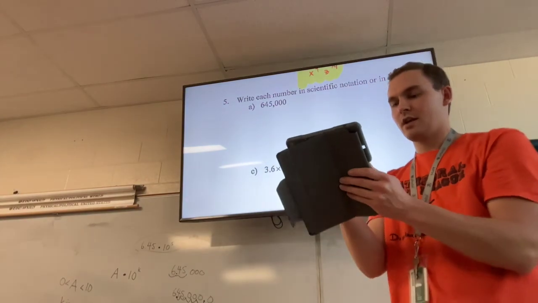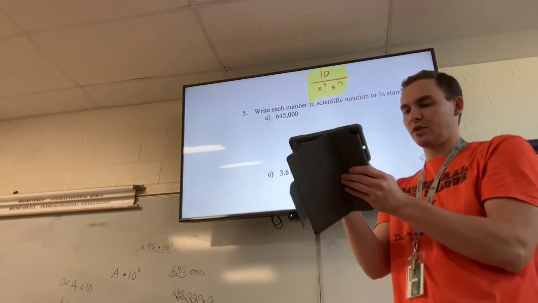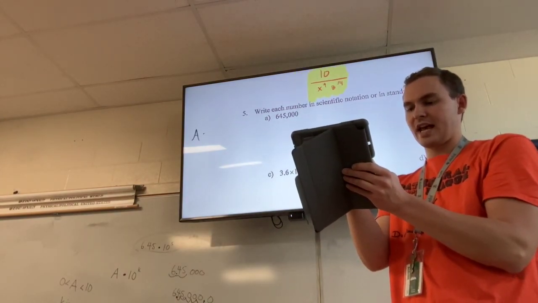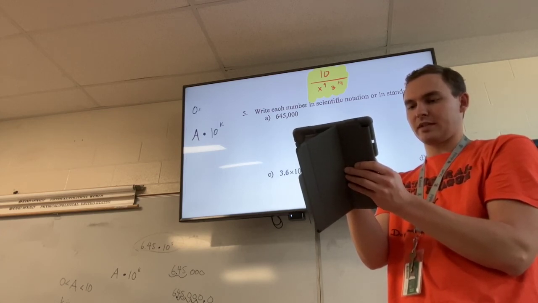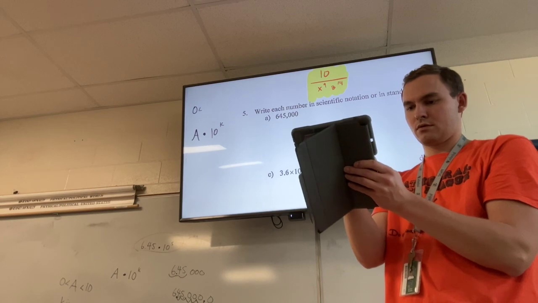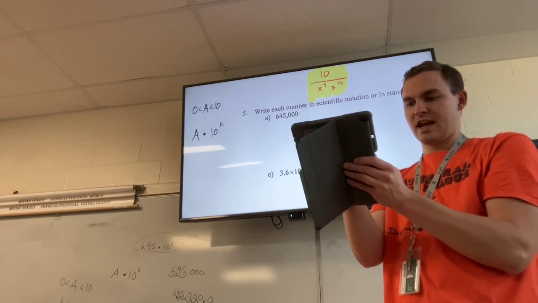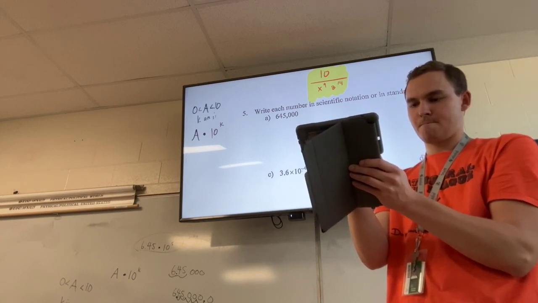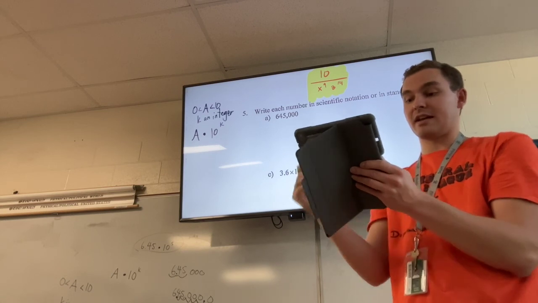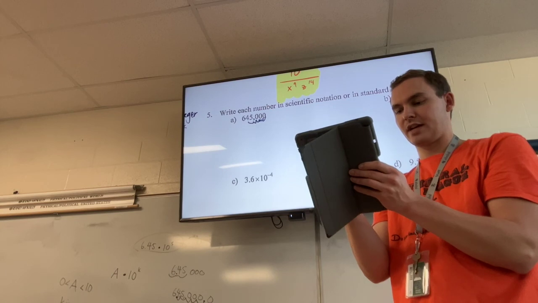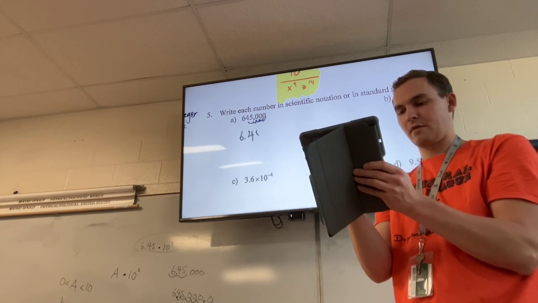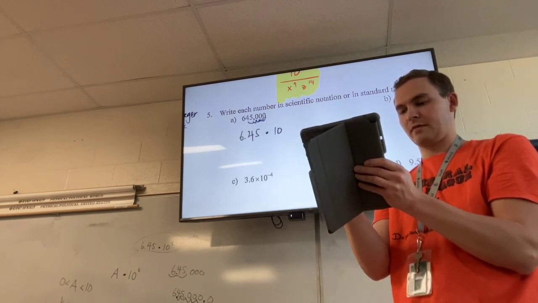So your gold star rule here is a times 10 to the k. A is between 0 and 10. K is an integer. It can be negative, okay? So for this one, we've got to move to the left 5 times, so it's 6.45 times 10 to the 5th.